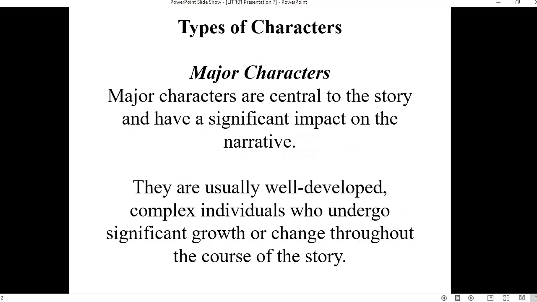Another type of character has to do with major characters. Major characters are the ones that play central roles in a story.